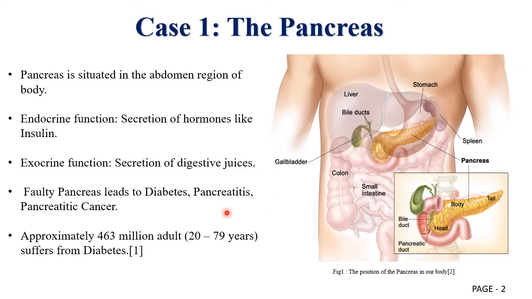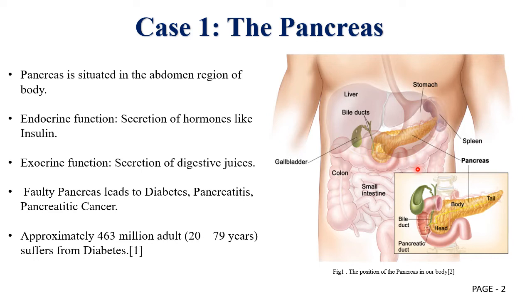Now, in order to show that, I will be talking about certain case studies. So, the first case study will be that of the pancreas. In the figure shown on the right, we can see that the pancreas is situated in the abdomen region of our body. The pancreas is a glandular structure which performs mainly the endocrine functions and the exocrine functions. The endocrine function is basically secretion of hormones in our bloodstream, whereas the exocrine function is the secretion of digestive juices in the small intestine.